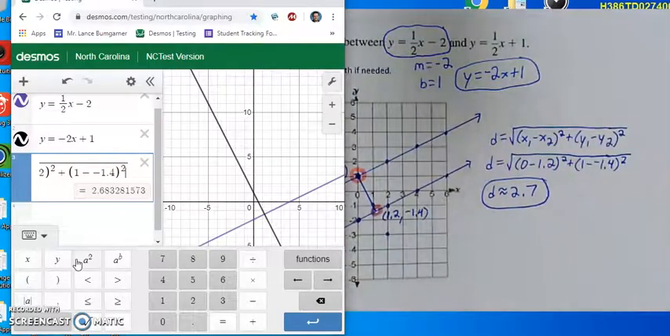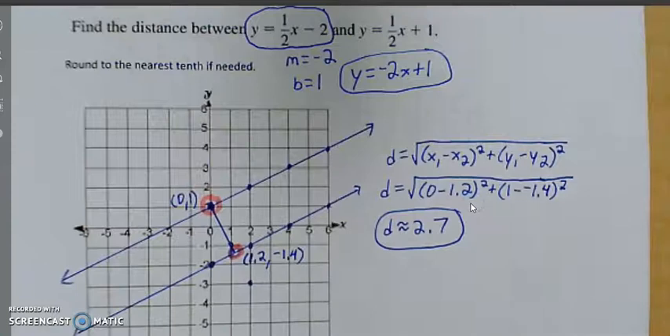That's a wrap for my examples today. Just really finding the distance from a point to a line or between two parallel lines.